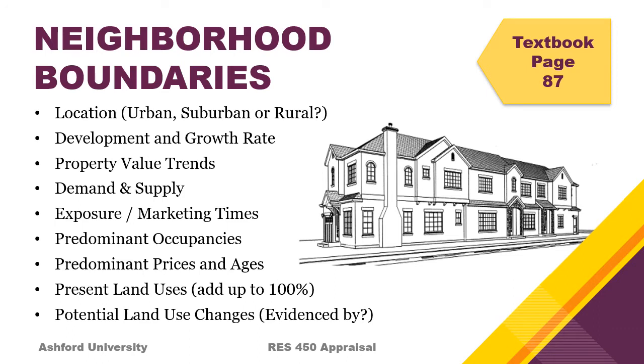Let's review them now. Location. Is it urban, suburban, or rural? Development and growth rate are important. Property value trends must be analyzed. Demand and supply are the basics of economics. Exposure and marketing times are taken into consideration. Predominant occupancies, is it owner-occupied or mostly renters? Prices and ages of the properties. Present land uses, is it highest and best use? Potential land use changes, is the area increasing or decreasing in value?